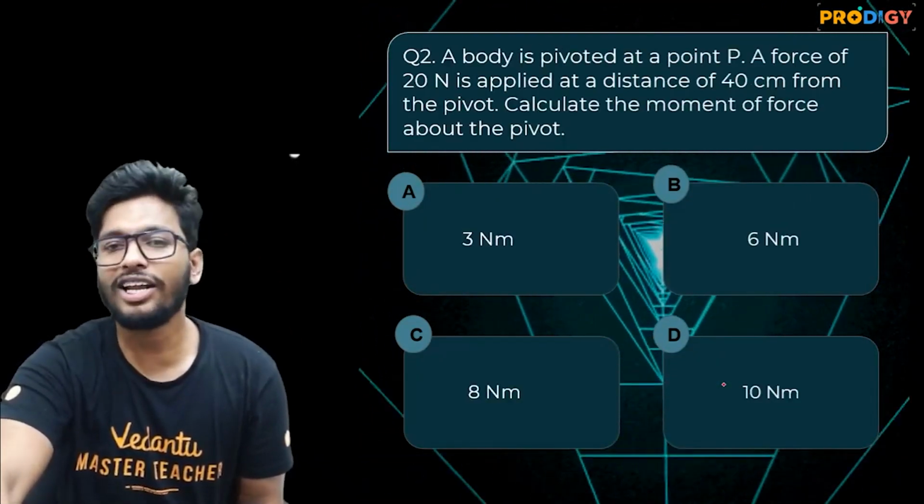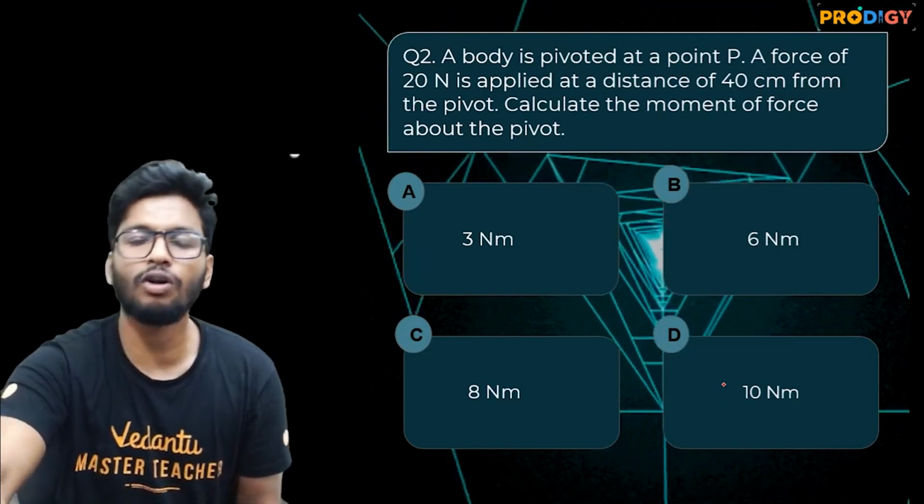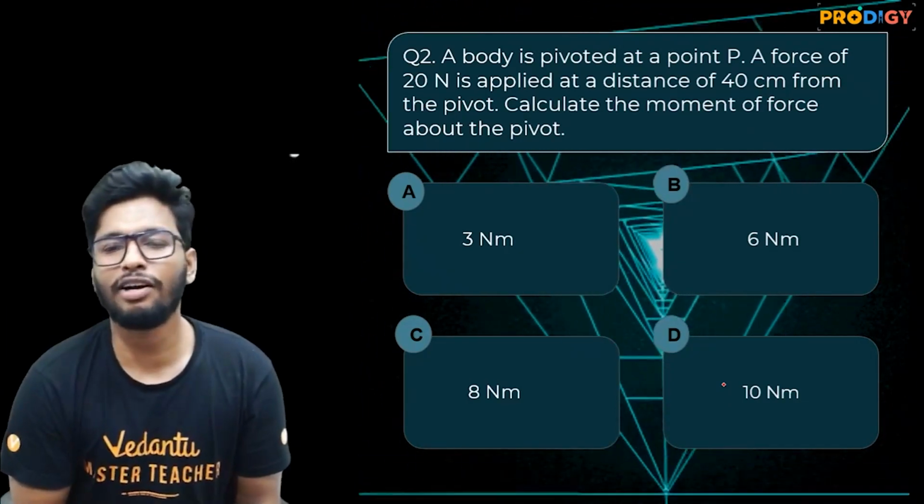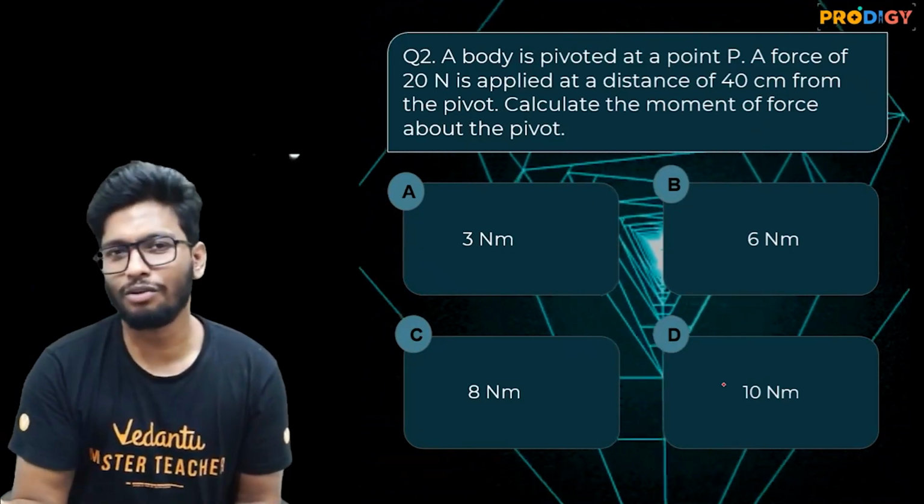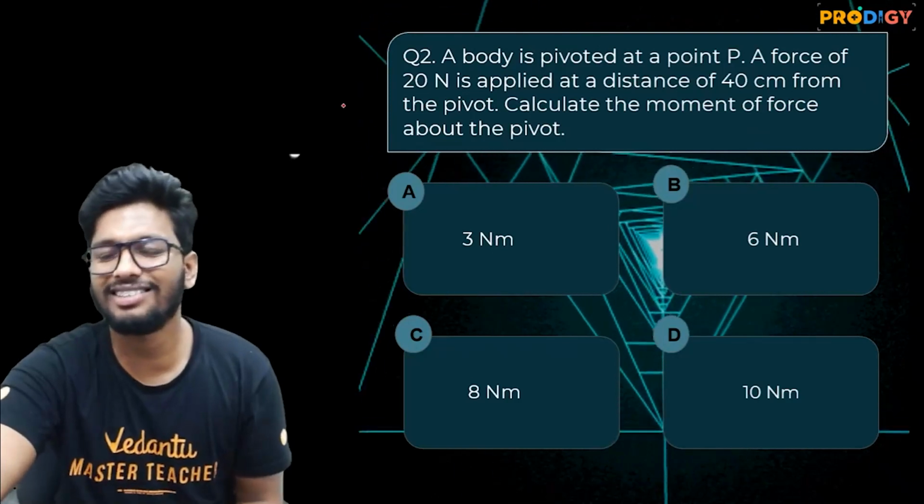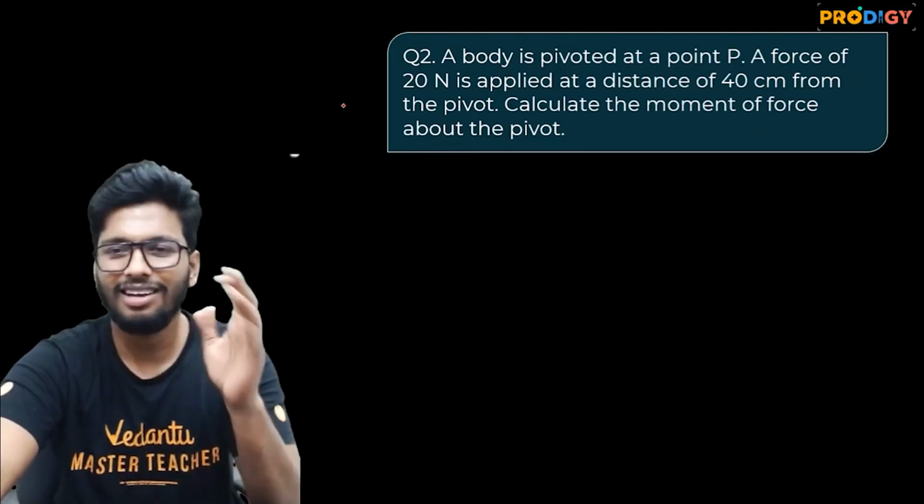Next one. A body is pivoted at a point P. A force of 20 Newton is applied at a distance of 40 centimeters from the pivot. Calculate the moment of force about the pivot. You have to calculate the torque over here again. Moment of force is nothing but torque. The options are 3 Newton meter, 6 Newton meter, 8 Newton meter, or 10 Newton meter. Let's try to solve this.